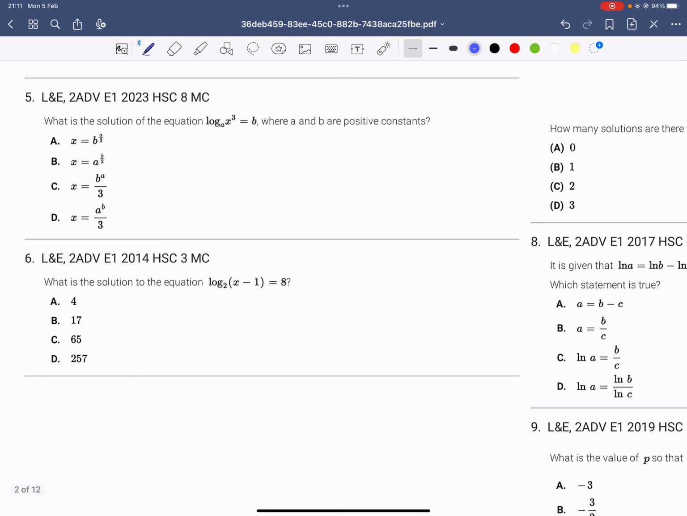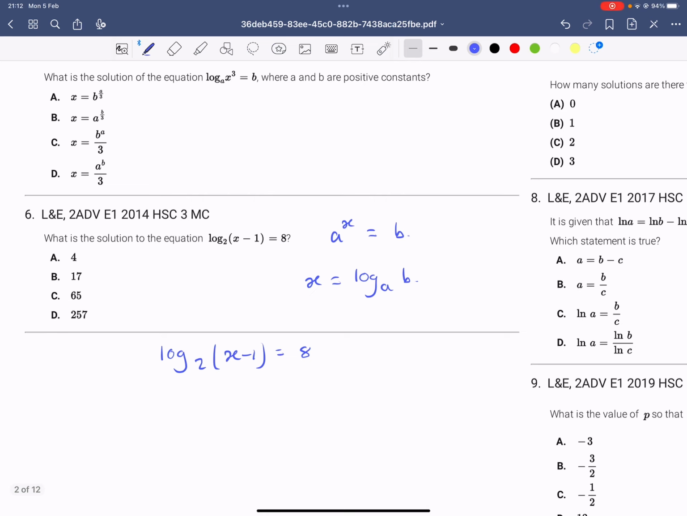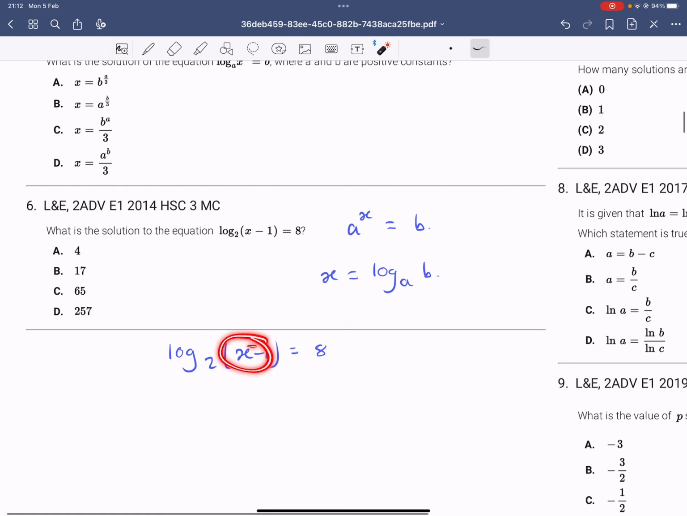Question number 6, we've got what is the solution to the equation log base 2 of x minus 1 is equal to 8? Using our transformation of logarithm rule, we'll notice that a to the x is equal to b means x is going to be log base a of b. So going back the other way, we've got log base 2 of x minus 1 equaling 8. Transforming that in the other direction, the thing in the brackets, which was our b, is now what it's equal to, x minus 1. The 2 is now the base of my indice, and what it's equal to, the 8, is now the power.